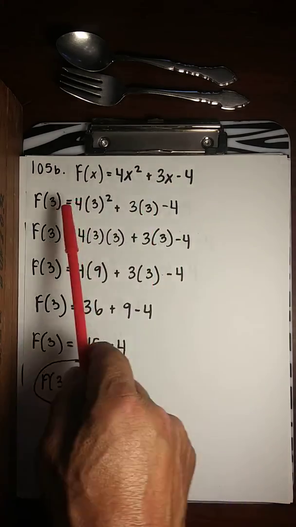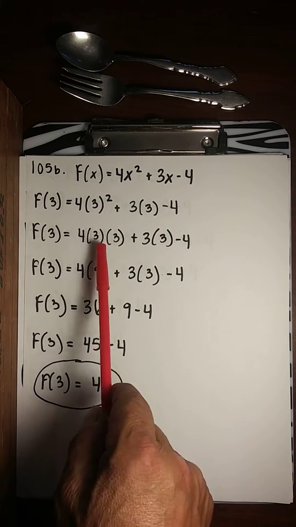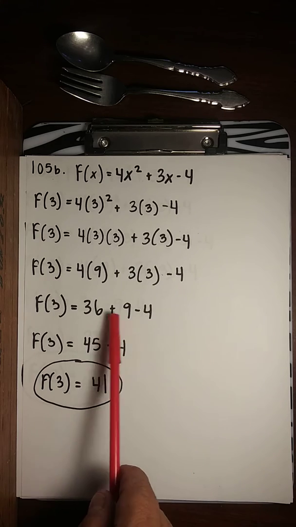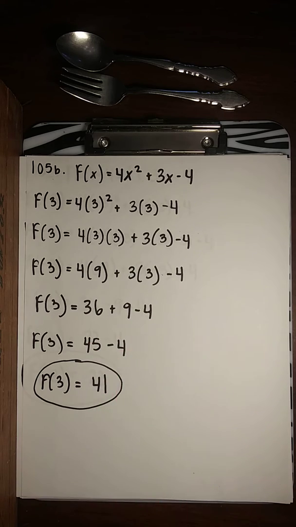F of x is this. Put a 3 in there. 3 times 3 is 9, 9 times that, 36, that times that is 9. Bring the 4 down, that and that is 45, minus 4 is 41.